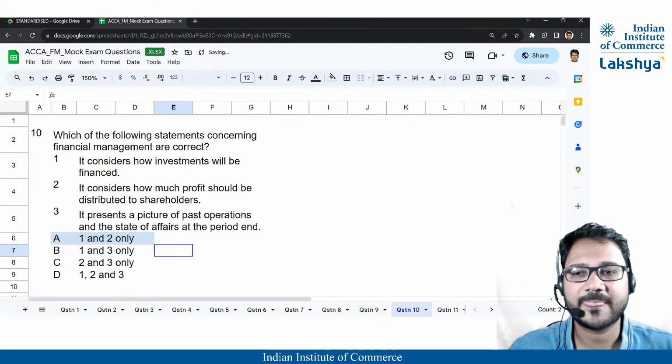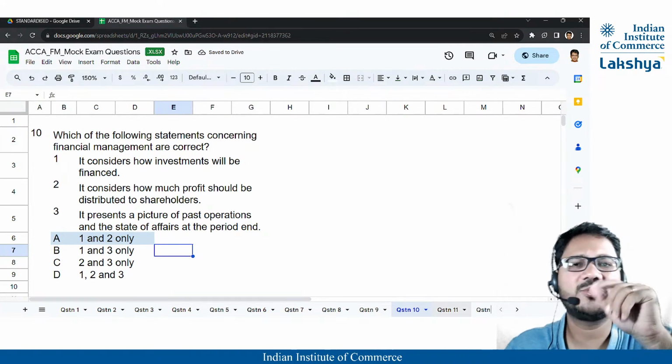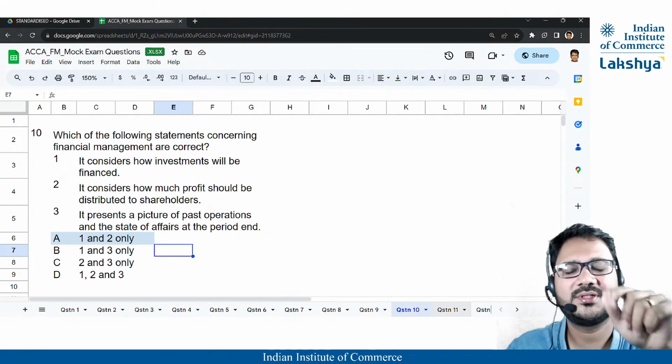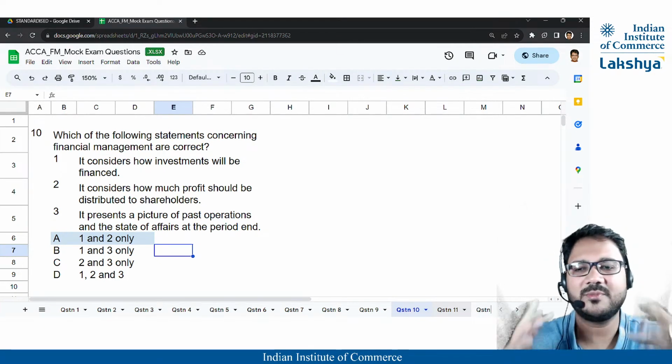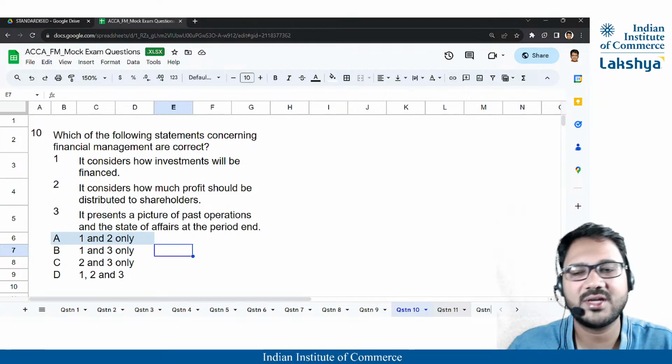Right. So A. Now, in the exam, you will have a checkbox or a radio button wherein you just click on the relevant option. There's no shading, but since I don't have it, I'm shading the correct ones.